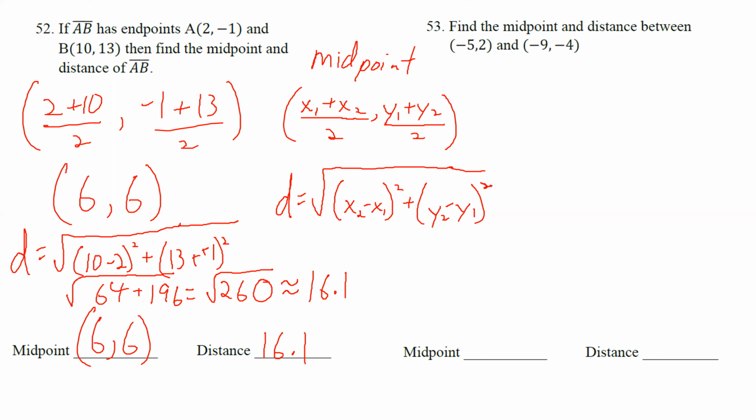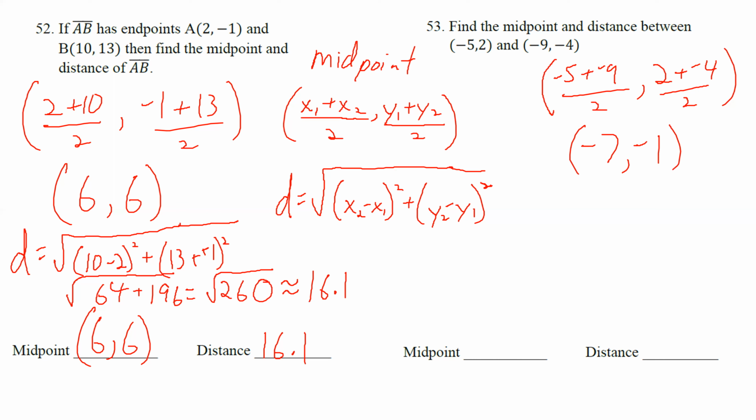For number 53, it says find the midpoint and distance between those 2 points. So again, same identical situation. You're plugging the numbers into both formulas and then just simplifying. Using the midpoint formula, again, average of the x's, -5 plus -9 divided by 2. Average of the y's, 2 plus -4 over 2. Average of the x's, add those up, we get -14. -14 divided by 2 is -7. 2 plus -4 is -2. -2 divided by 2 is -1. And that's our midpoint, -7, -1.